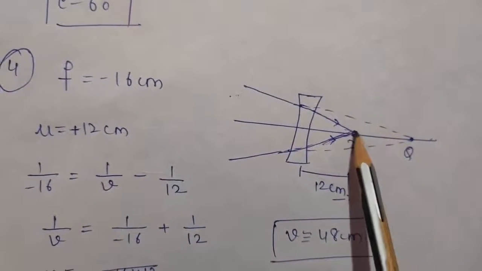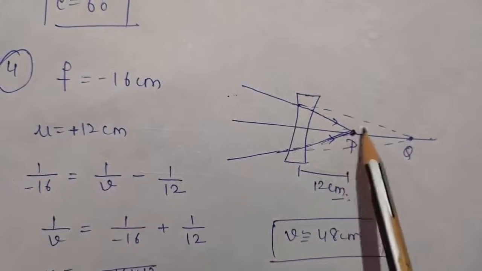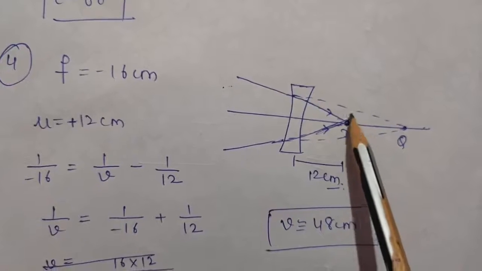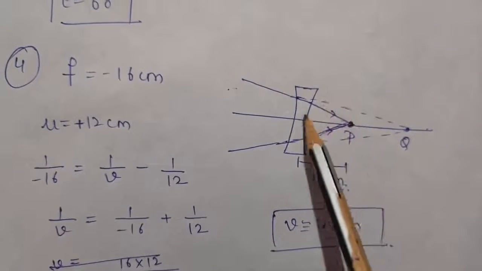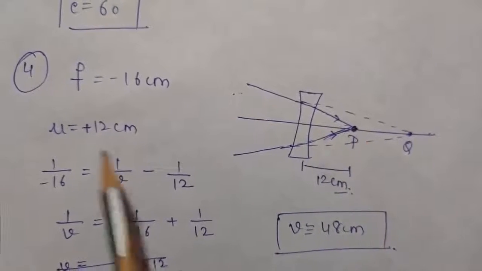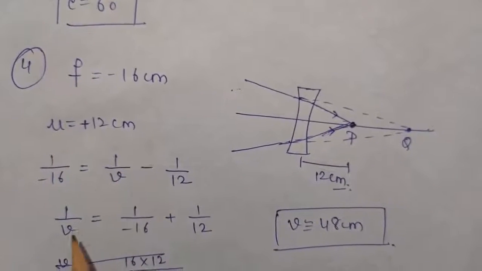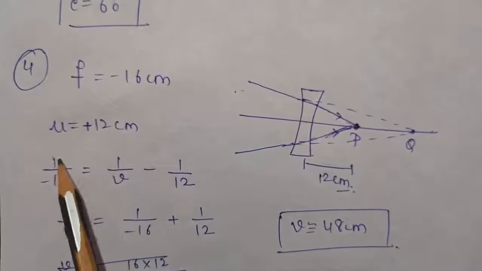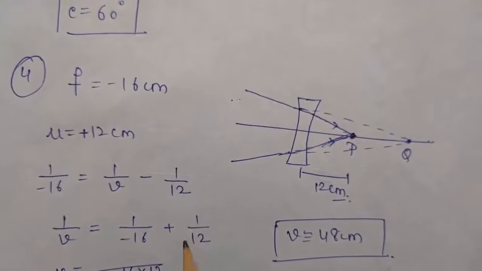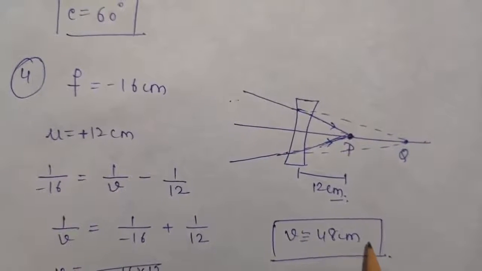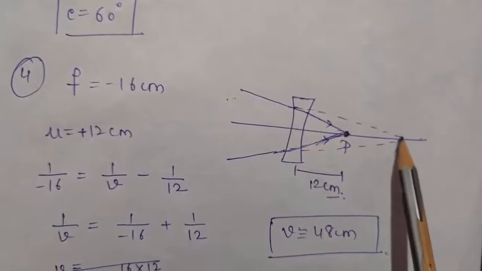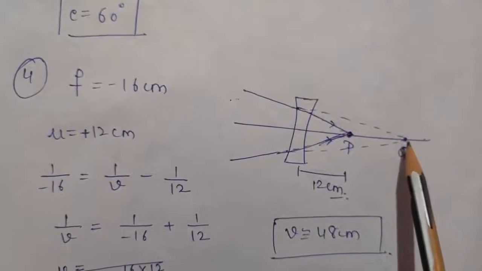So now see, for these initial rays the image was at P, right? Or you can say they were meeting at P. So this will act as a virtual object for this lens. So you can say this is the distance U. So U is 12 centimeters. So by using lens formula, that is 1 upon F is equals to 1 upon V minus 1 upon U, you can calculate V. So V will come to be 48 centimeters. That means this distance is 48 centimeters, or you can say the image will be now formed at Q.